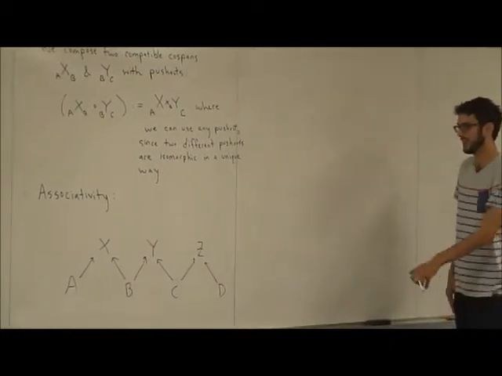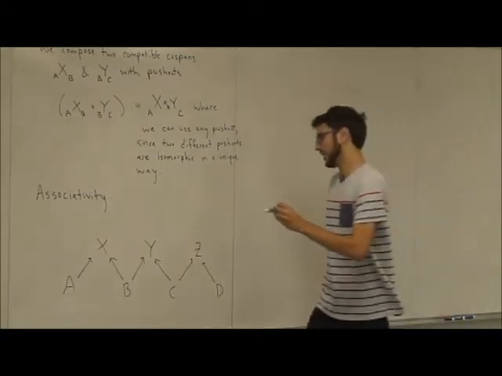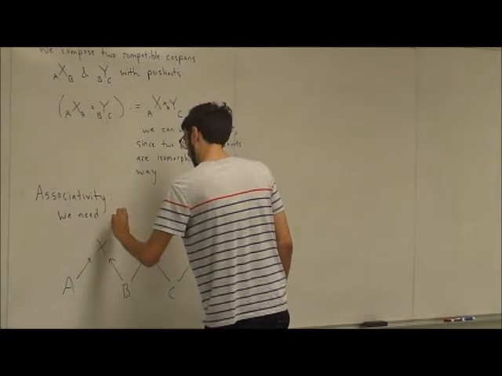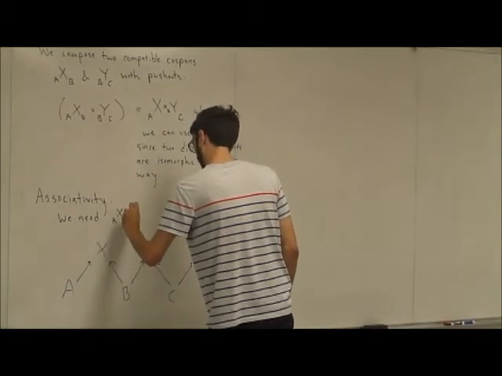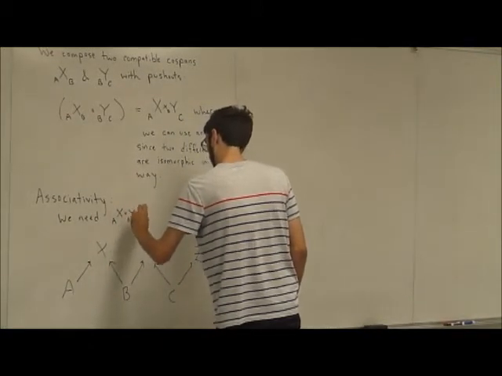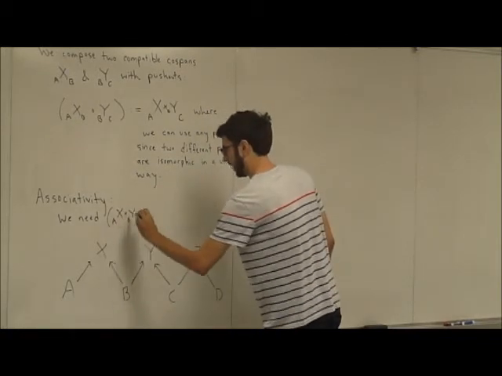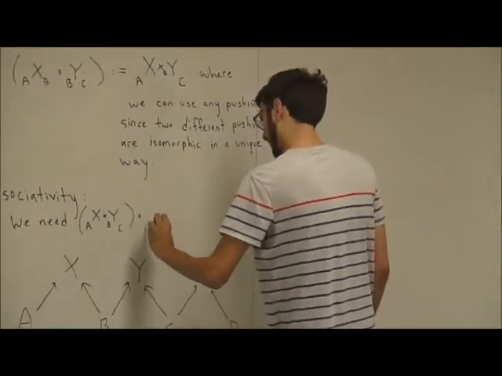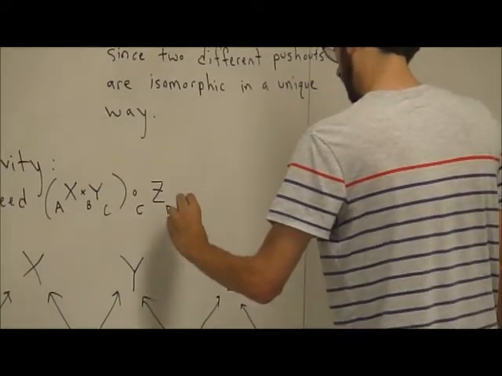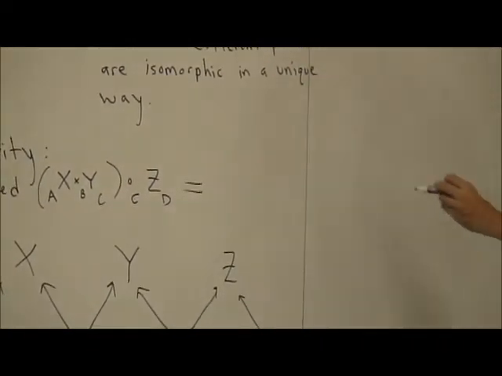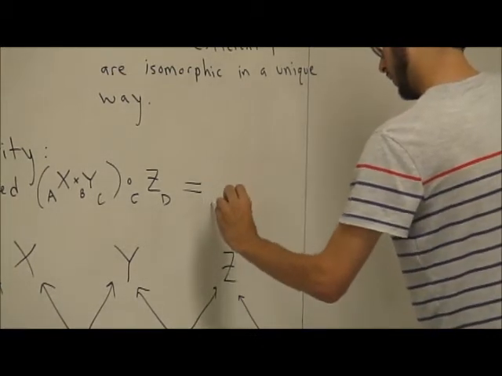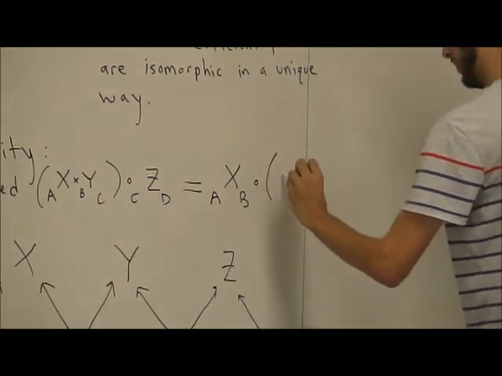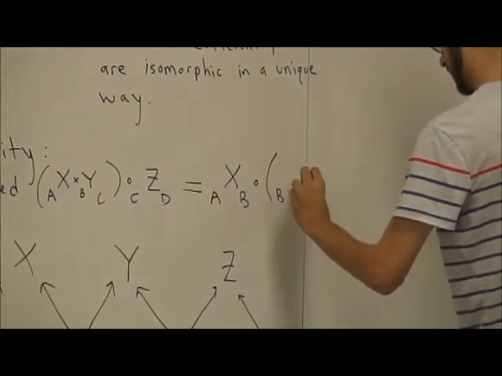Like this. And we need that compose the first two guys first, and then the last guy. That needs to be the same as the first guy composed with the second two guys done first.